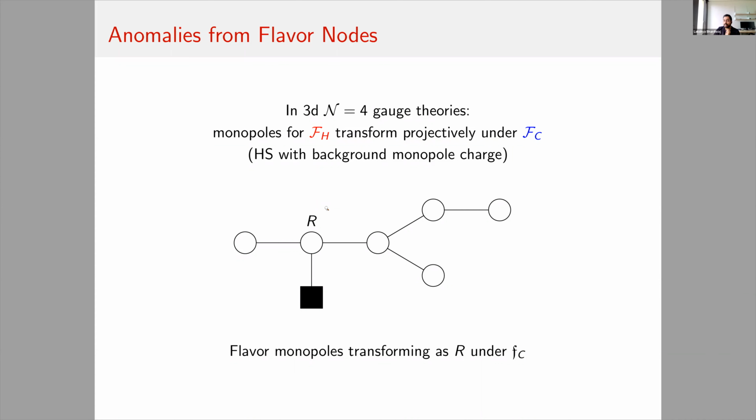So what this will construct for us would be some monopole operators for the Higgs branch flavor group. And we will see that these can transform projectively under the Coulomb branch flavor group. So there's going to be a mixed anomaly between the Higgs and the Coulomb branch flavor symmetry.